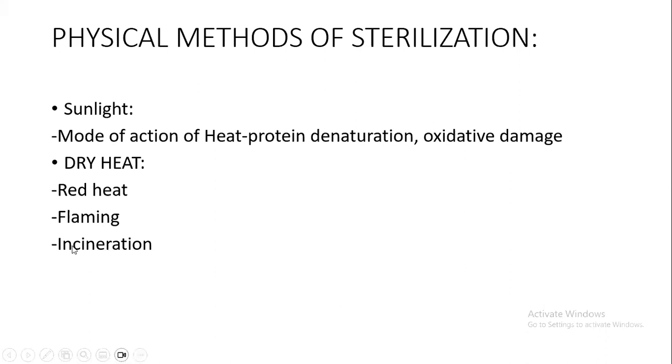And incineration is basically destroying the articles at a very high temperature of about 1000 degrees Celsius using a specialized equipment which is known as an incinerator. And this is basically for completely destroying clothes or beddings in hospitals of persons who had been suffering from some kind of a highly infectious disease or a deadly disease.